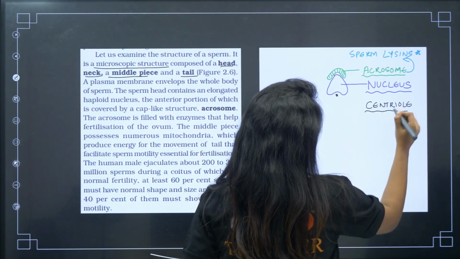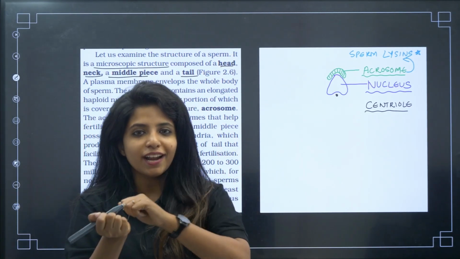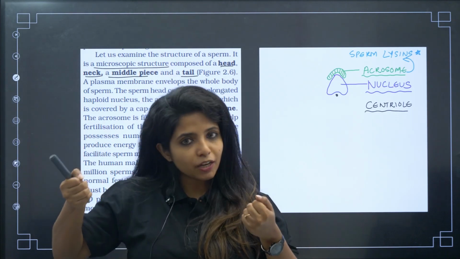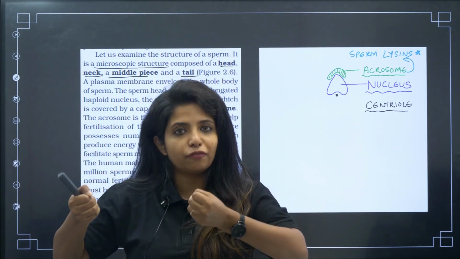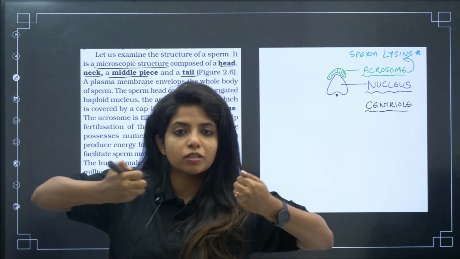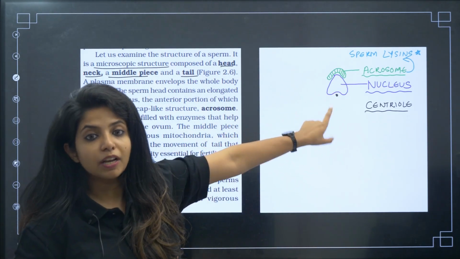Centriole is responsible for formation of spindle fibers. Just imagine, like Spider-Man, how certain fibers are there which go and get stuck. Similarly, the centriole releases spindle fibers, and these spindle fibers go and attach to the chromosomes and pull them apart during cell division. So you need this particular centriole for that.